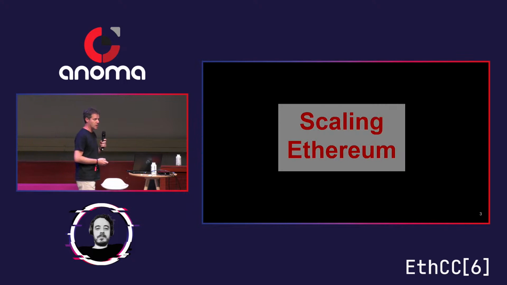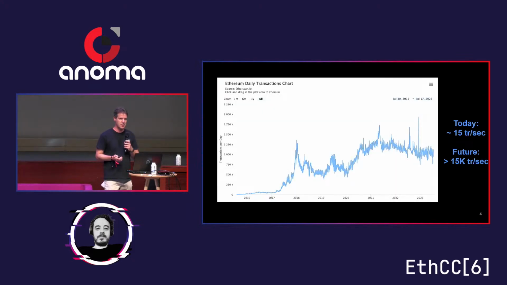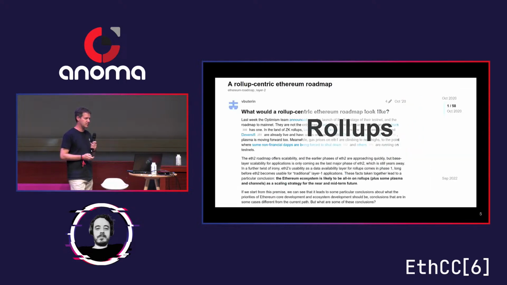So scaling Ethereum. Everything starts with the desire to scale Ethereum, right? Today we have something like 15 transactions per second, and this is how we measure the speed of a blockchain, and we would like to have more. How much more is a good question. Here I was putting 15K, but tens of Ks of transactions per second.